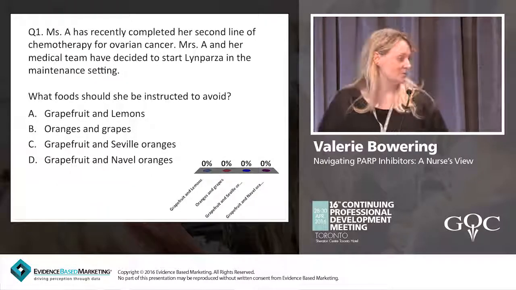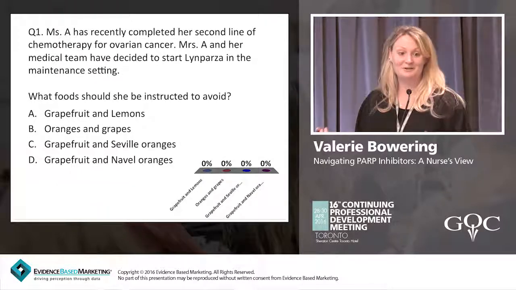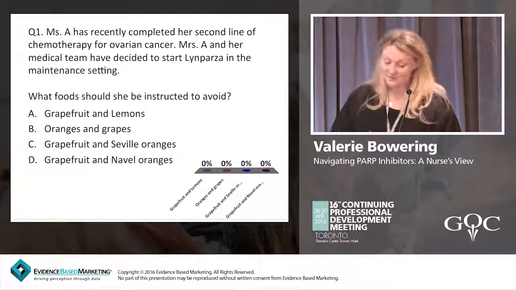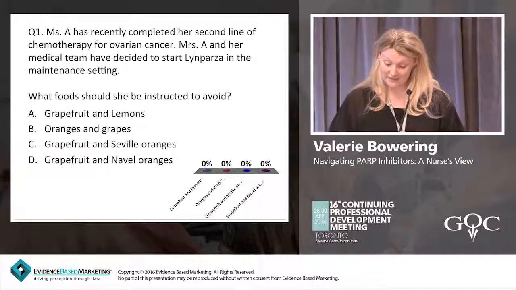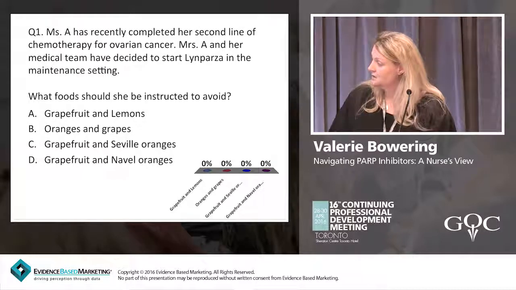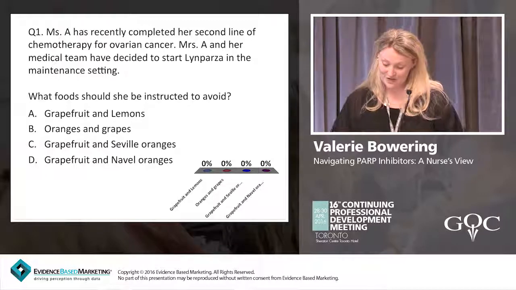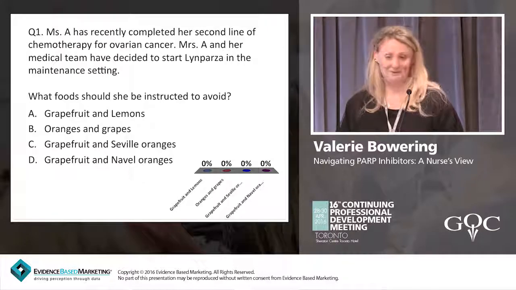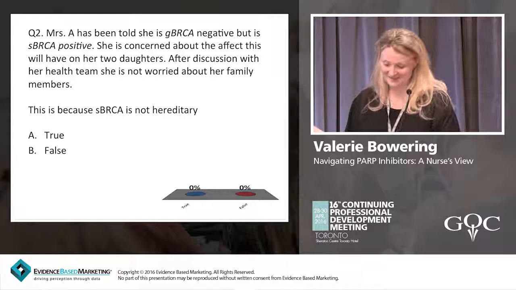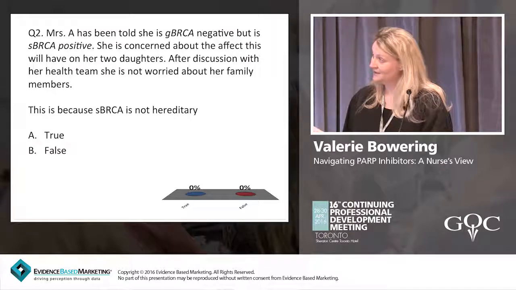So I was asked to do some questions. Is that okay? We don't have the electronic thing, but so: Mrs. A has recently completed her second line of chemo for ovarian cancer. Her medical team has decided to start her on Lynparza in the maintenance setting. Which food should she avoid? A, B, C, or D? C, okay. Yes, C was the right answer. Next one.